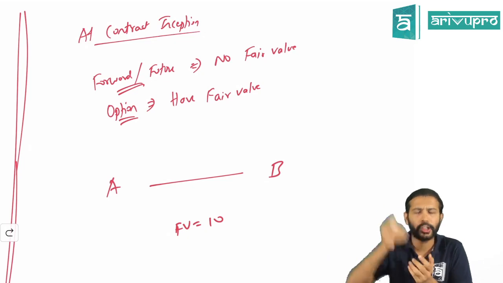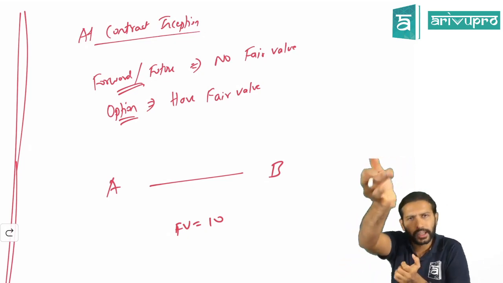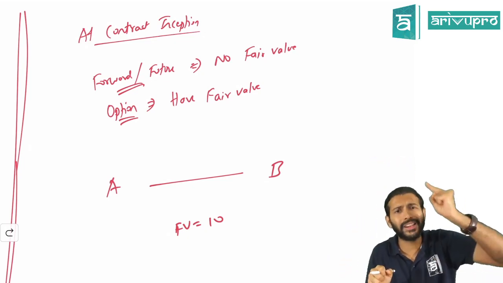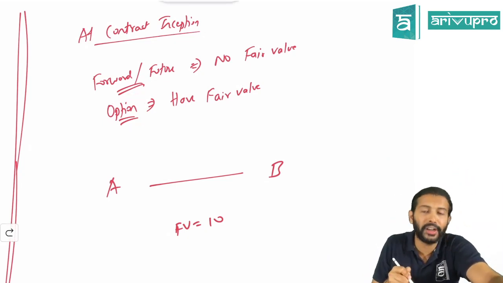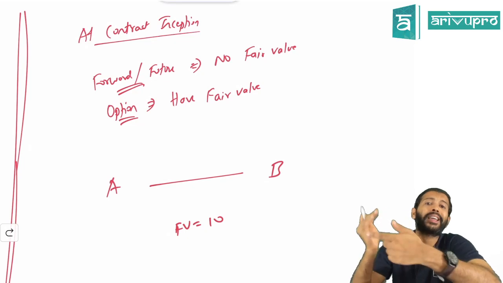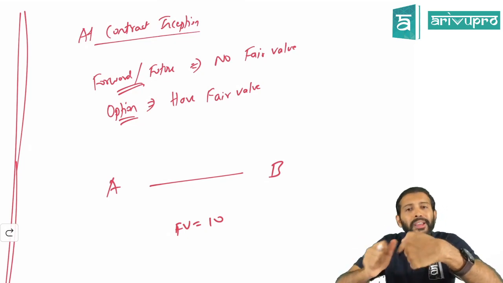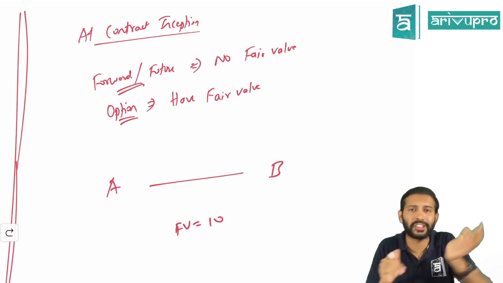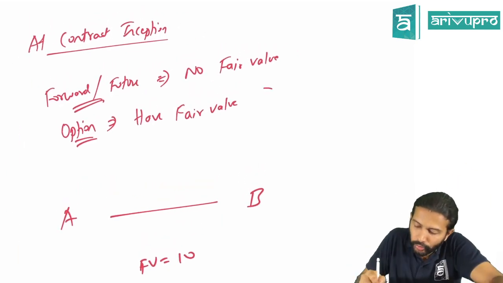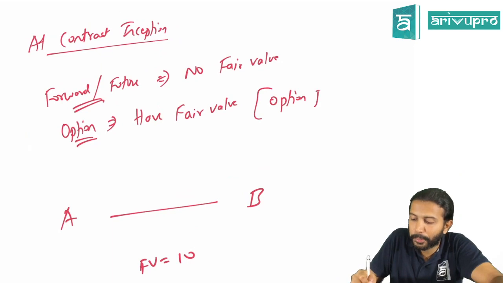If there is a loss, you need to settle that loss. If there is a gain, you will receive that gain. The settlement is a must in case of forwards, futures and all. But in case of an option, there is a possibility of backing out. If it becomes a loss-making or unfavorable scenario, then the person who is facing the loss can back out. Hence, in case of option, we charge something known as option premium.